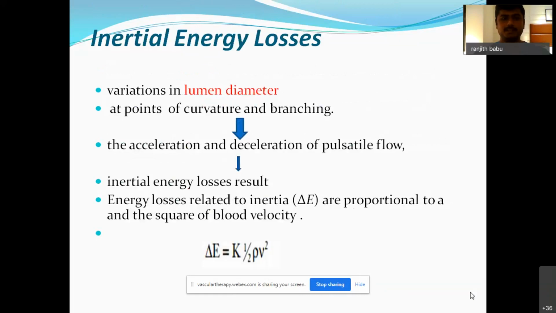Now, for inertial energy losses: if there is any variation in the lumen diameter, or at a point of curvature or branching, there will be acceleration and deceleration of the pulsatile flow. It will lead to inertial energy losses. The proportion of inertial energy loss is proportional to the square of the blood velocity.